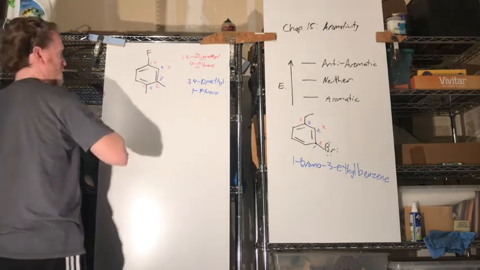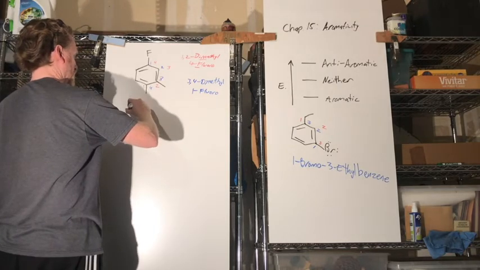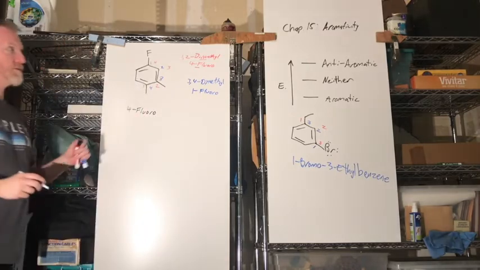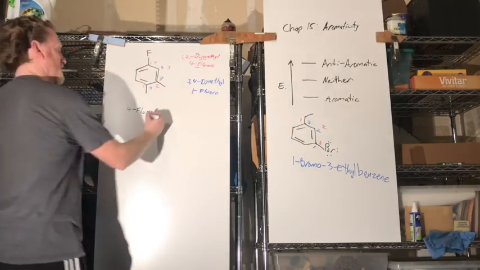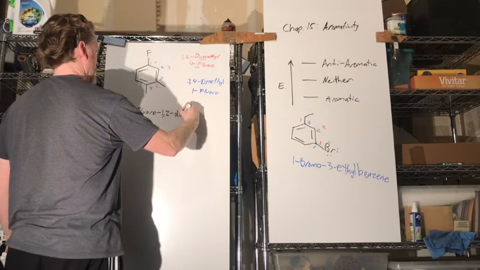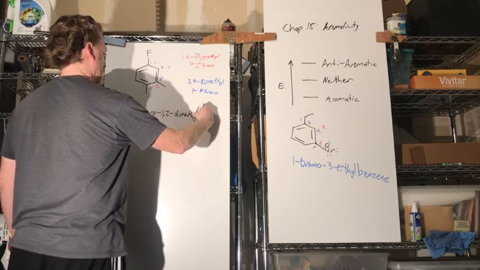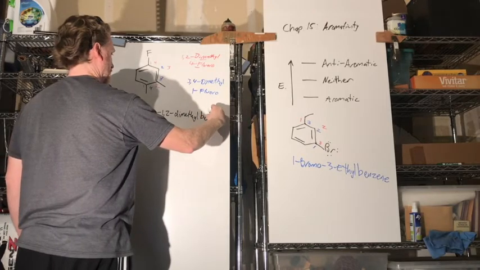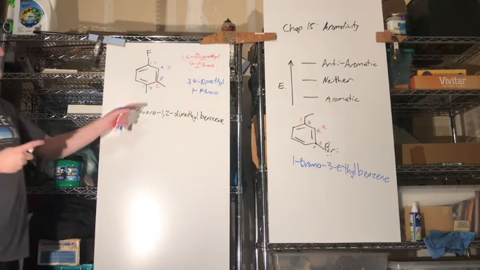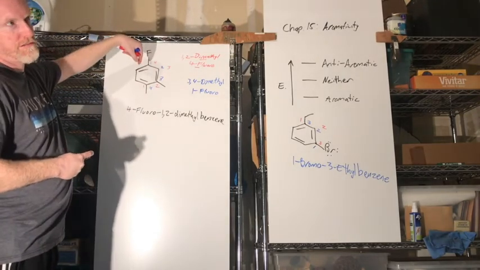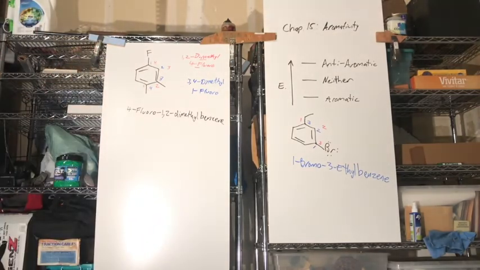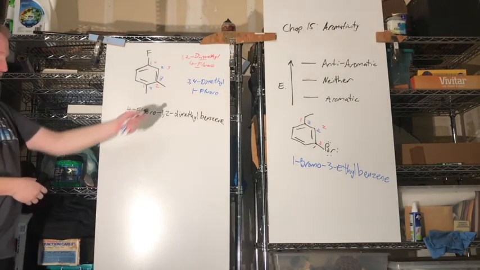So the name for this one is gonna go 4-fluoro, because F comes before M in the alphabet, dash 1,2-dimethyl benzene. Okay, and check me. Make this up in Marvin Sketch and have it go structure to name, see if I'm correct with this.